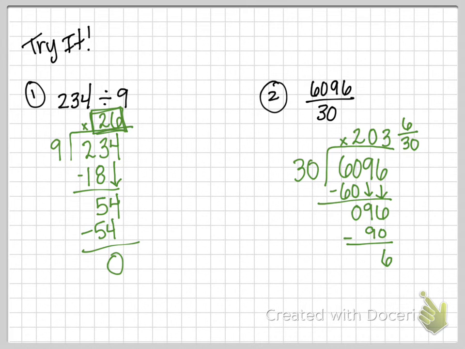Okay? But, Kennedy. You have to simplify it. Yes. And then it would be 203 and 1/5. Good. 6/30 is not in simplest form. They're both divisible by, Luke? 3. Bigger. 6. They're both divisible by 6. 6 divided by 6 is 1. 30 divided by 6 is 5. So our answer is 203 and 1/5.